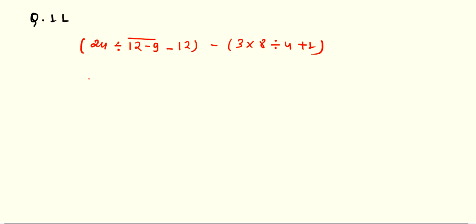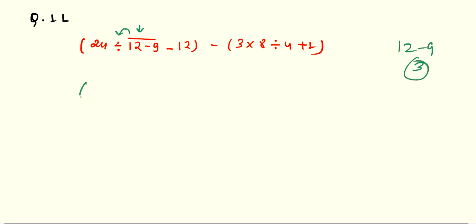Question number 8 from 11. In this simplification we are having 2 brackets, and we are having 1 bar bracket here, as you can see. So first we will solve this bar bracket. Before this bar bracket we are having division, so that division will not make any changes for this bar bracket. For this bar bracket we are having 12 minus 9. As you know, 12 minus 9 will give you 3.